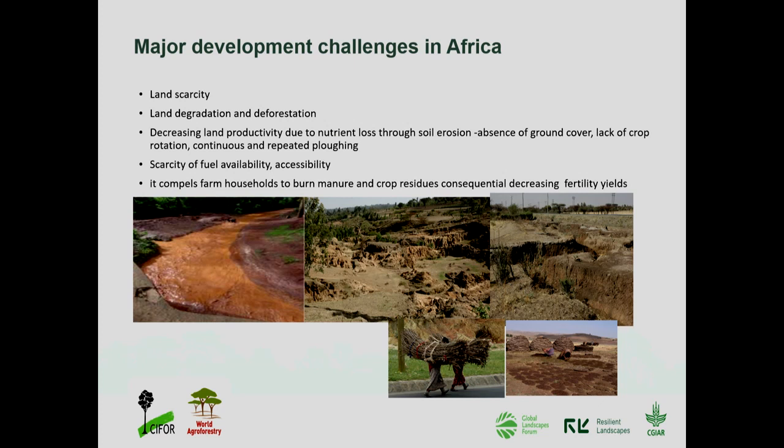And this is on top of the major development challenges that are ongoing, not only in Africa, I think in most parts of the developing world, like land scarcity, degradation, and lack of food, fuel, wood, and fodder. So women have to travel for 4 or 5 hours, and you see the degradation, and actually people use cow dung because there is no biomass.